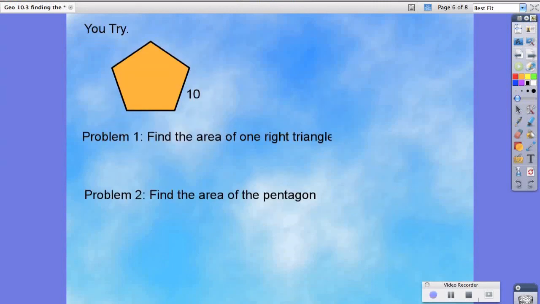Now it's your turn. I want you to find the area of one right triangle for this regular pentagon, and problem 2 is to find the area of this pentagon.